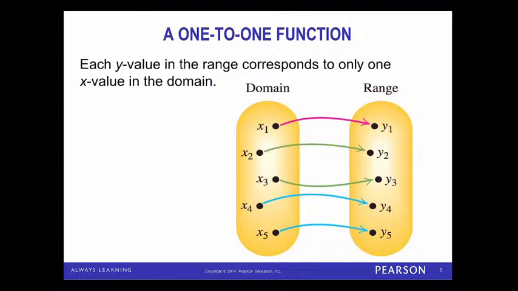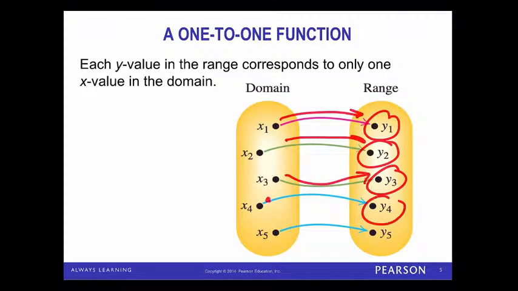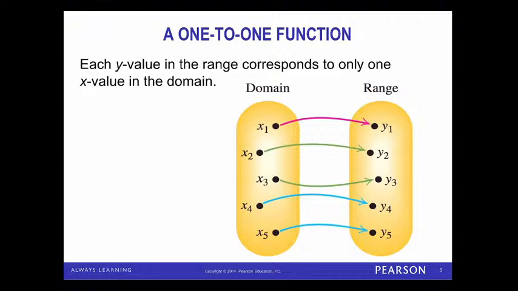Another way to look at this notion of every y corresponding to exactly one x is something called a correspondence diagram. Again, for a one-to-one function, every y value in the range corresponds to only one x value in the domain. The range is the set of outputs of a function, the domain is the set of inputs of a function. Notice that every y corresponds to exactly one x. So this is an example of a function that is one-to-one.